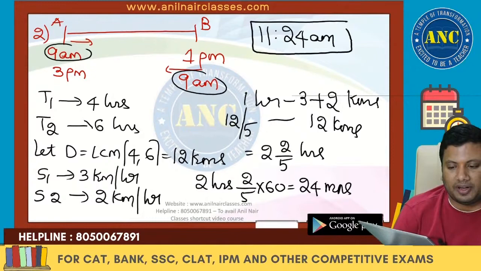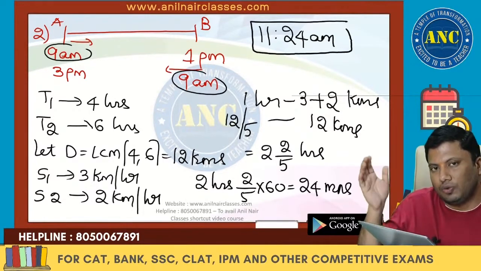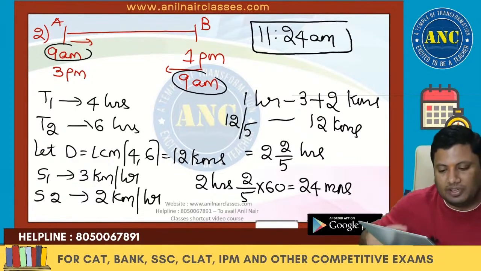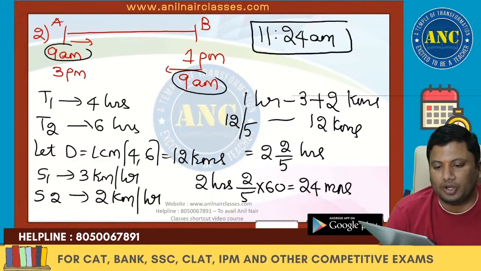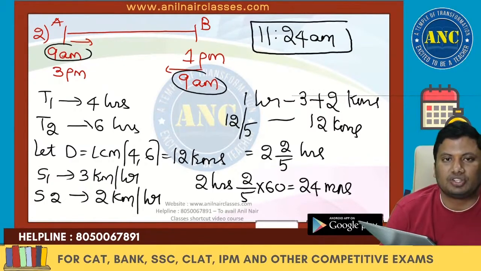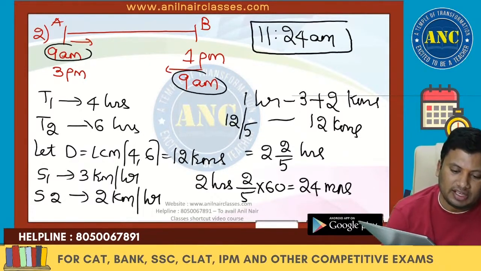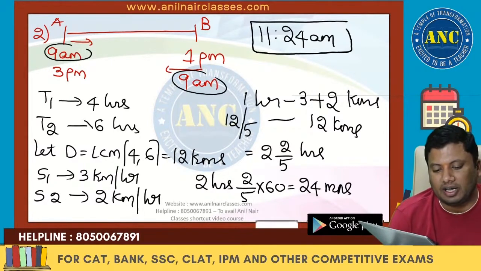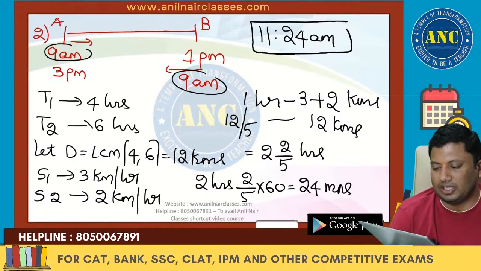Right, Pranav beta, for you. 9 a.m., 1 p.m. 9 a.m. to 12, 3 hours. 12 to 1, 1 hour. 3 plus 1, which is 4 hours. 9 a.m. to 12, which is 3 hours. 12 to 3, it is 3 hours. So it is 3 plus 3, 6 hours. T1 4 hours and T2 6 hours. D is 12 kilometers. S1 is 3 kilometers per hour. S2 is 2 kilometers per hour. 1 hour, 5 kilometers. So 12 kilometers, how much is it? 12 by 5.